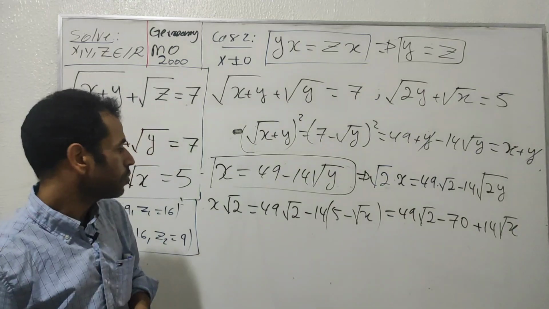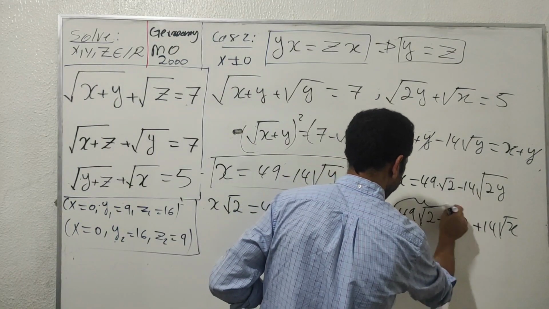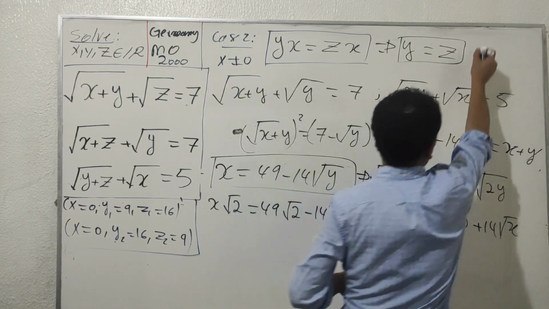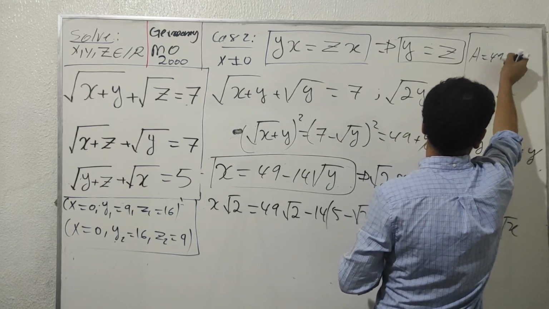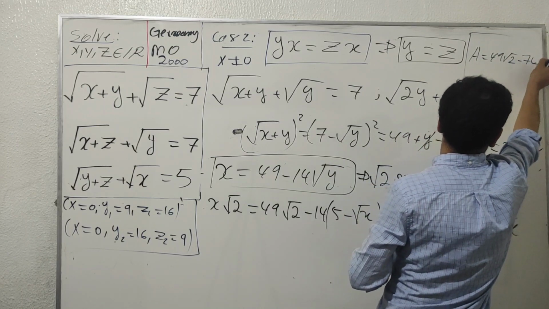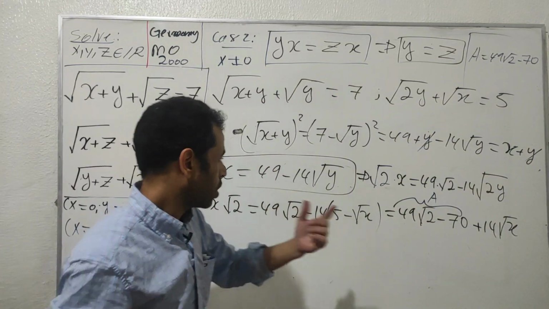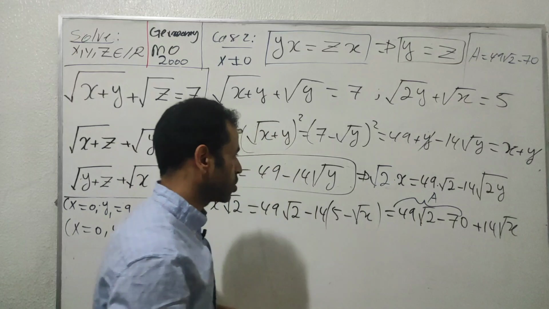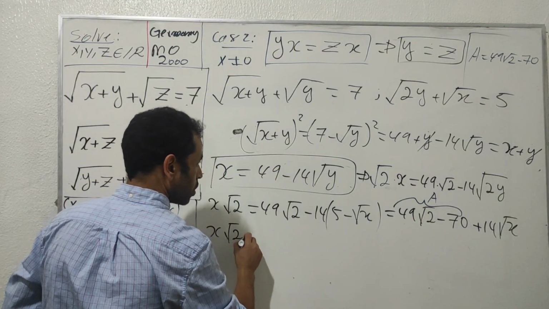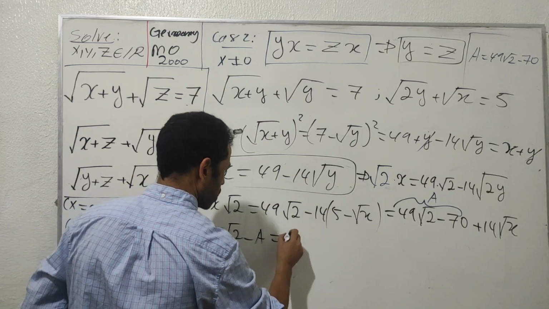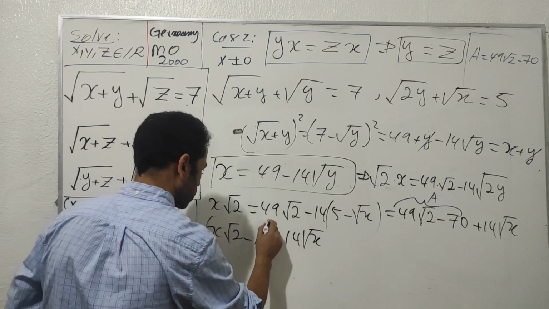Okay, then next thing up, I'm going to put this one as a capital A. Okay, let's put it here. Capital A equals 49 square root of 2 minus 70. Then the next thing up, I'm going to move over this capital A to the left and square both sides. I get x square root of 2 minus capital A equals 14 square root of x. Then square both sides.